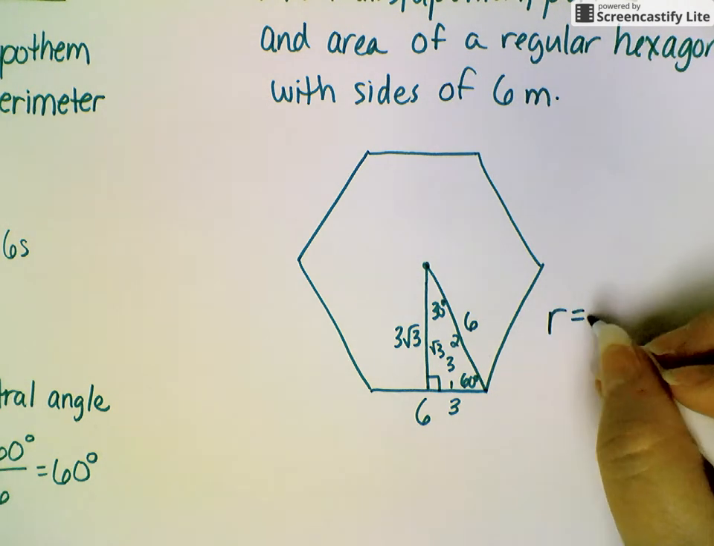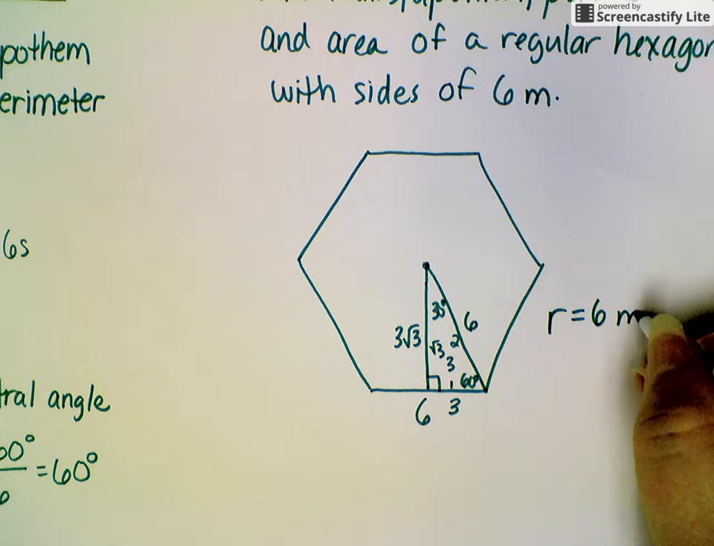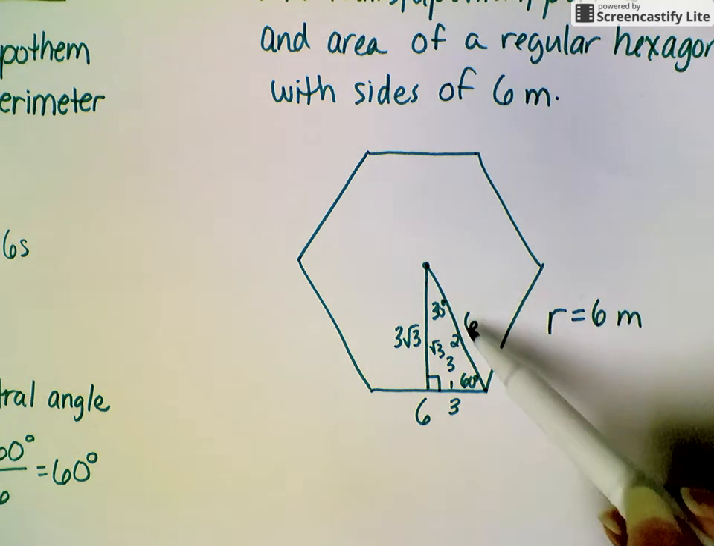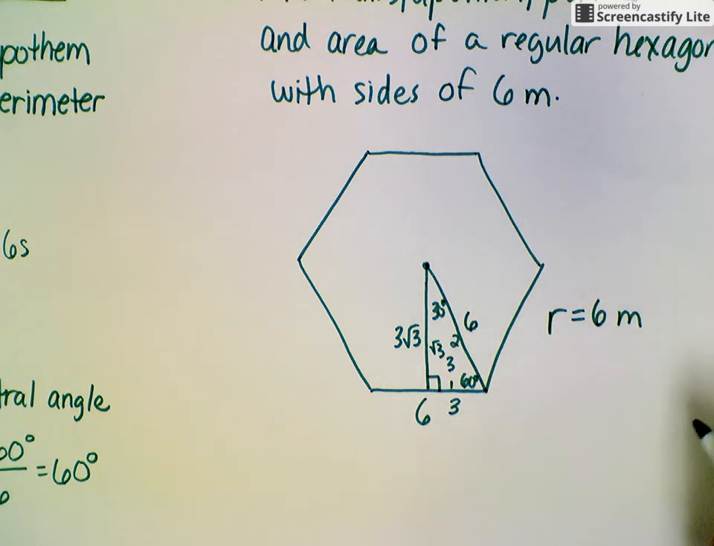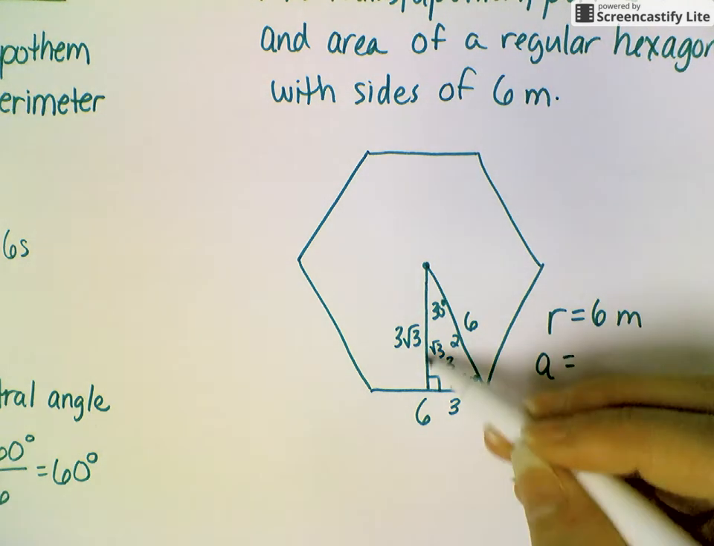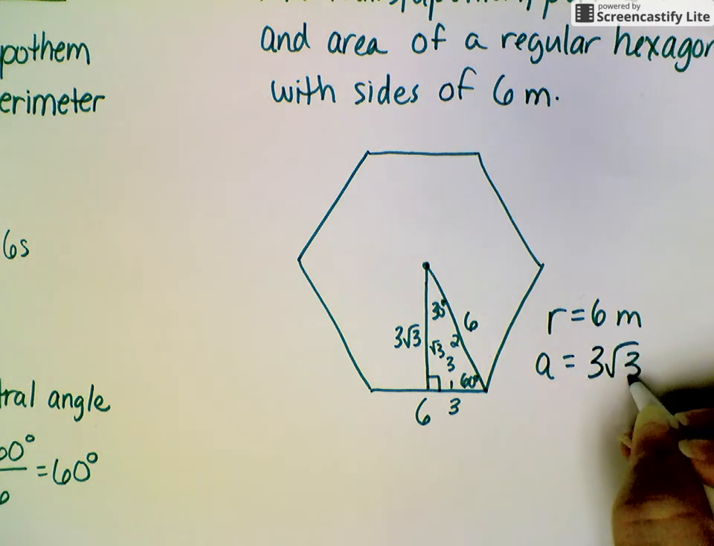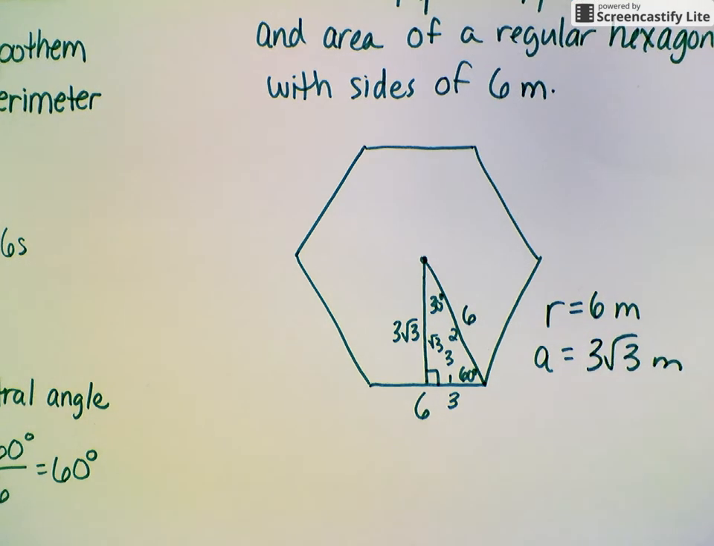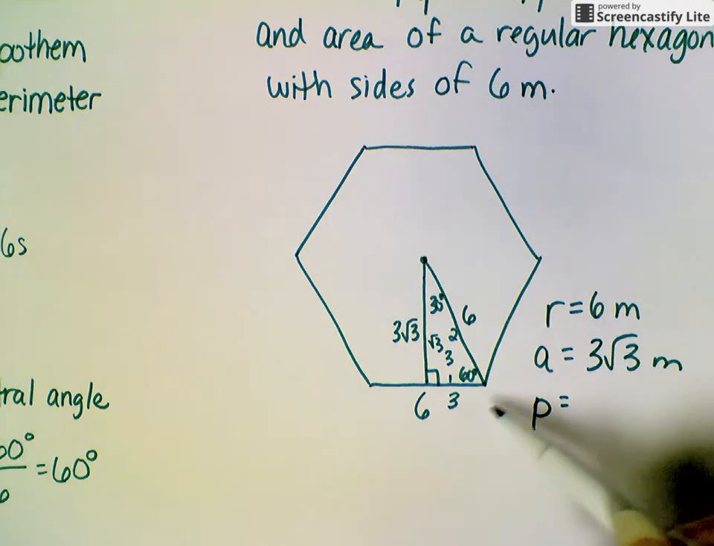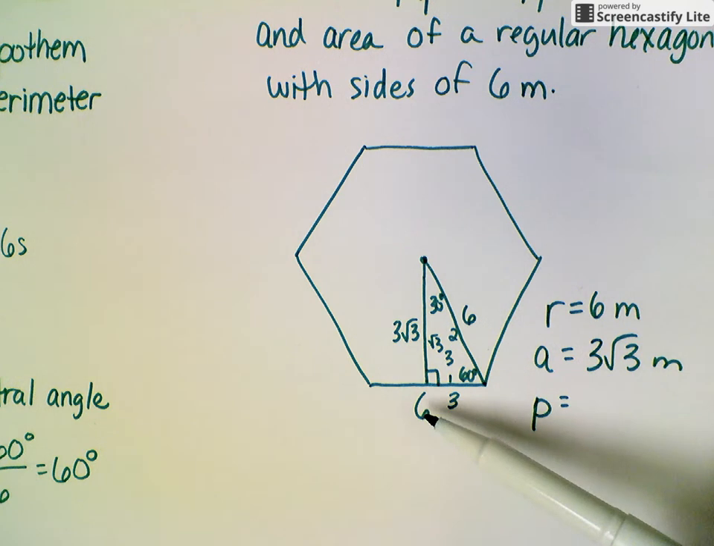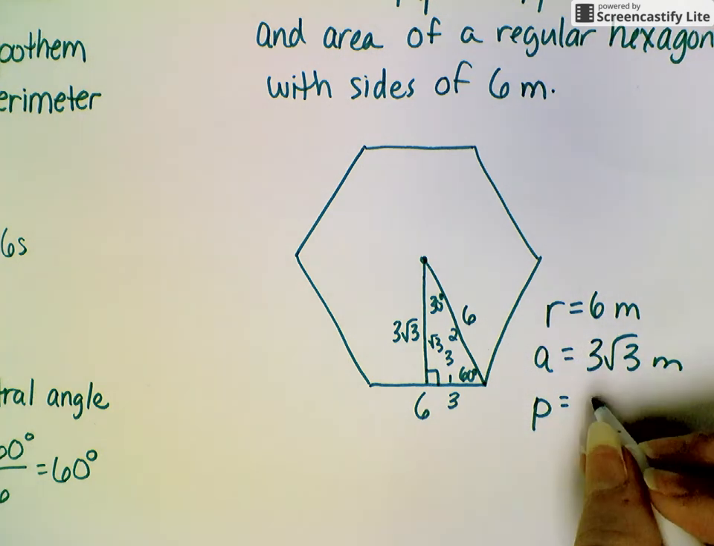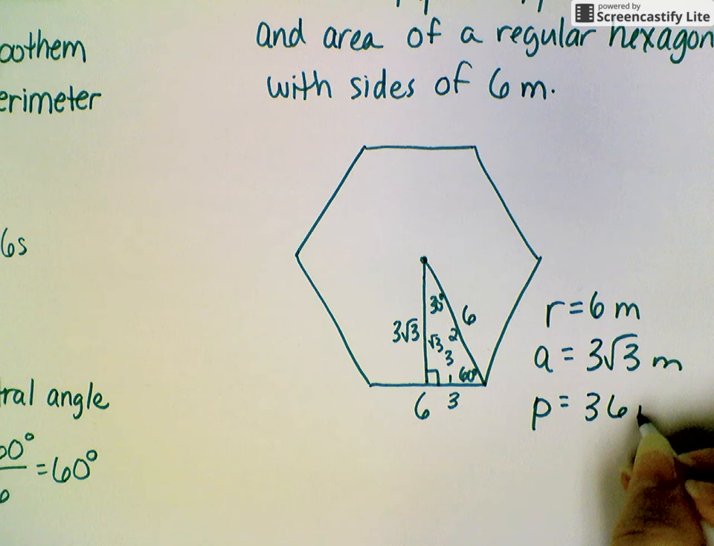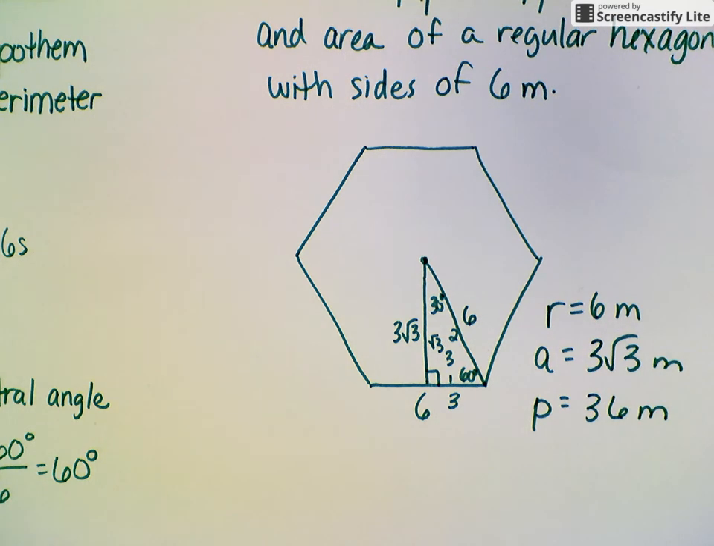So on the side here, my radius is 6 meters. You will notice in a hexagon the radius and one of the sides will always be the same, but that only works for a hexagon. The apothem was the height over here. That's 3 radical 3 meters. The only other thing we wanted was the perimeter. Now the perimeter is the distance around this hexagon. I have 6 sides that are 6 meters, so that's going to give me 36 meters. When I add those all up, I could also take 6 times the number of sides.